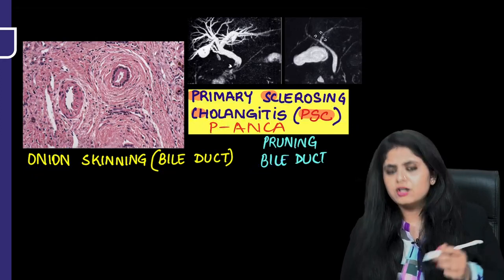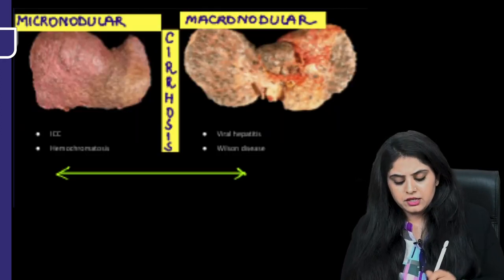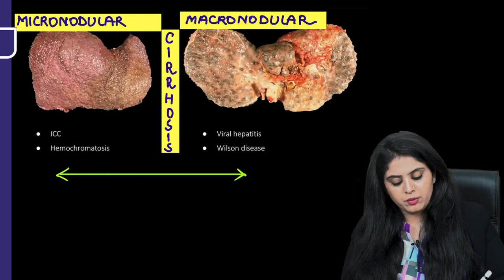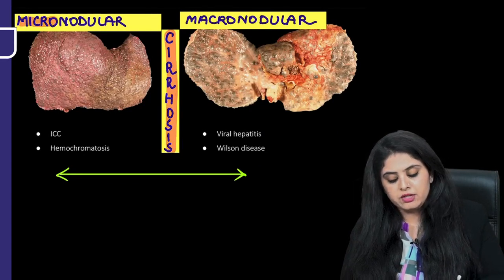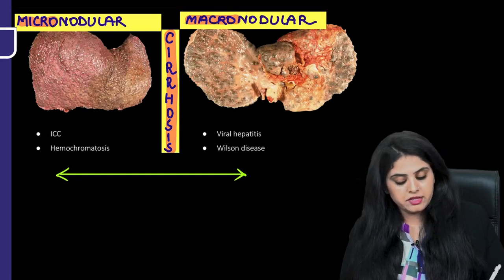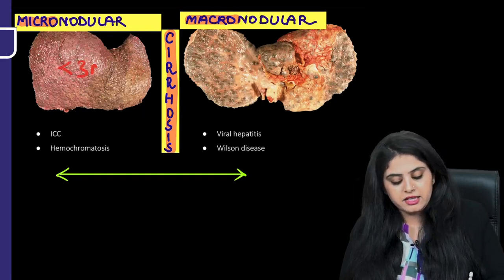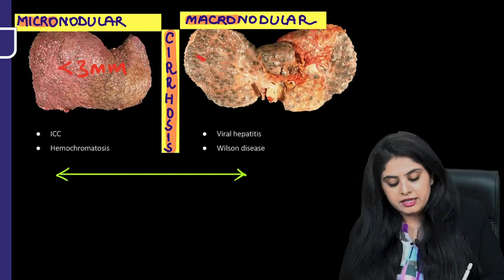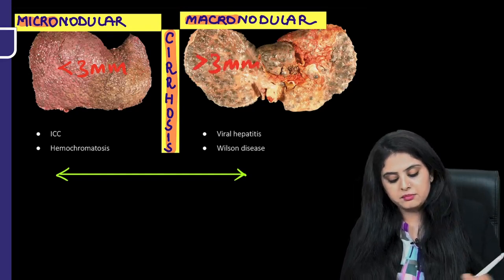Let's move forward. Right now you were talking about cirrhosis, right? So how do you classify cirrhosis, or how many types of cirrhosis are there? We can see there is micronodular and macronodular. What's the cutoff? If the nodules are less than 3 mm, that is micronodular. If they are more than 3 mm, that is macronodular.